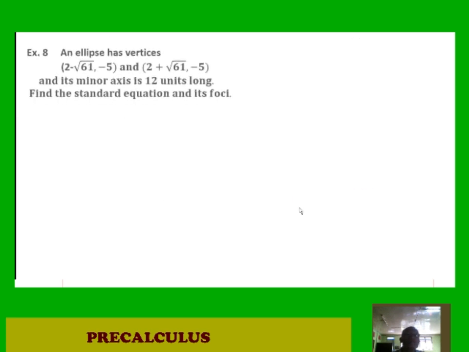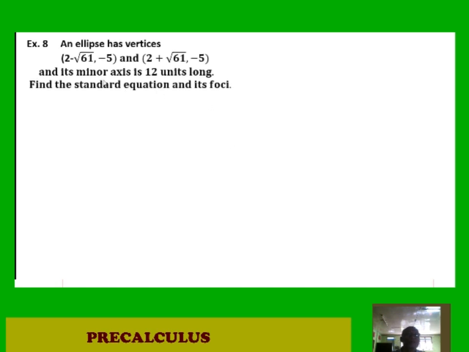Next problem. An ellipse has vertices 2 minus square root of 61, -5 and the other vertex is 2 plus square root of 61, -5, and its minor axis is 12 units long. Find the standard equation and its foci. Okay, let us plot first the points, the vertices.